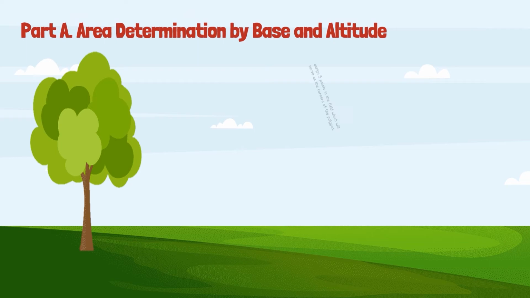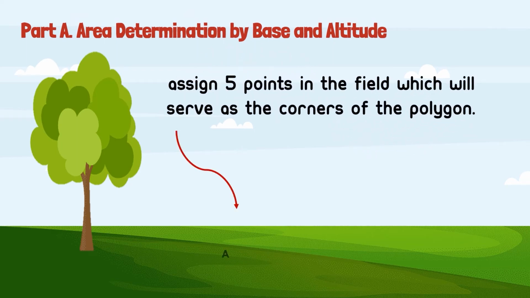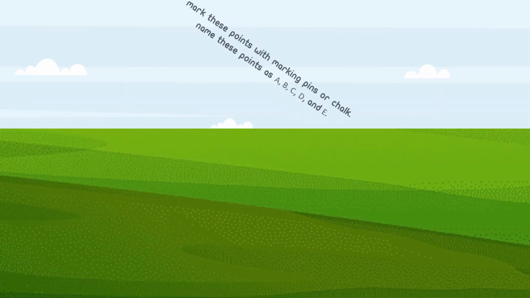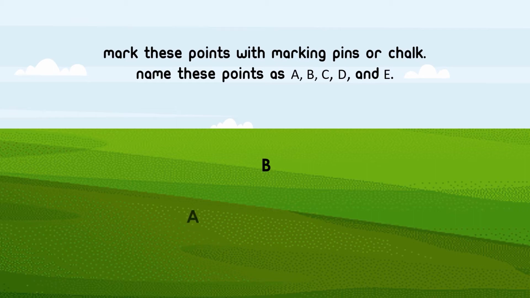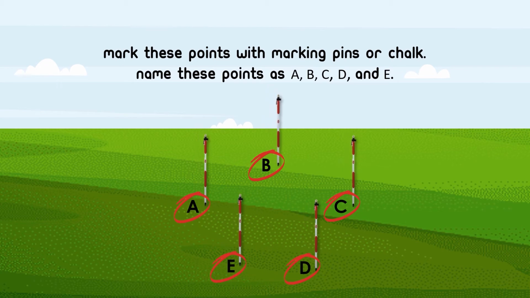Now, let's proceed to Part A, Area Determination by Base and Altitude. Step number 1. Assign 5 points in the field which will serve as the corners of the polygon. Step number 2. Mark these points with marking pins or chalk. Name these points as A, B, C, D, and E.